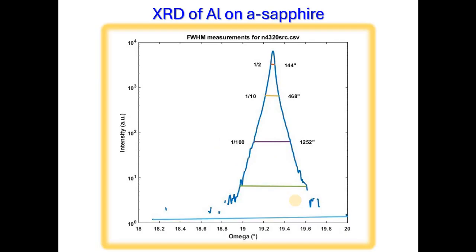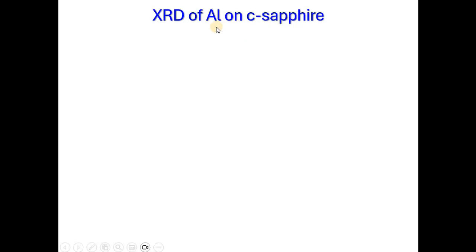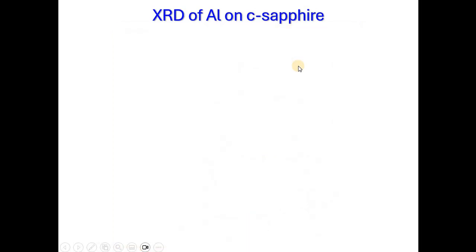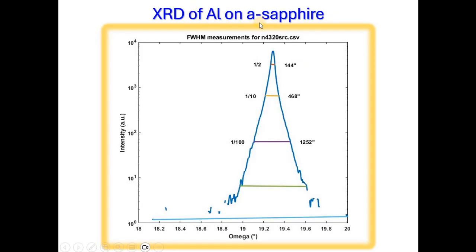So in the first example, I deposited aluminum on top of, as you can see, A-plane sapphire, and I deposited aluminum on another sample which was on top of C-plane annealed sapphire. And you can see the results over here. For the C-plane sapphire, my full width at half maximum is 820 arc seconds. However, for aluminum deposited on the A-plane annealed sapphire, my full width at half maximum is 144 arc seconds. So you clearly see the crystal quality difference between the two films.